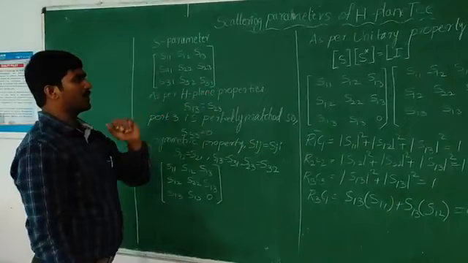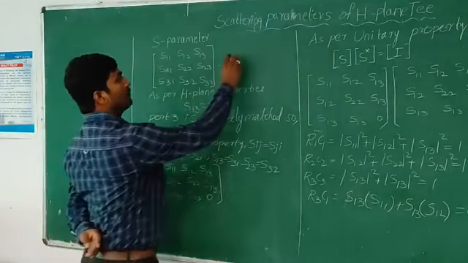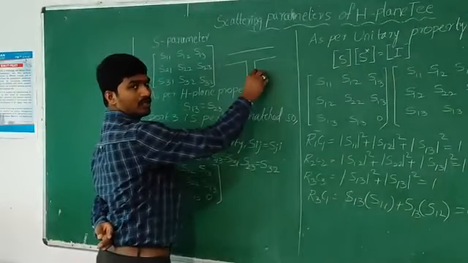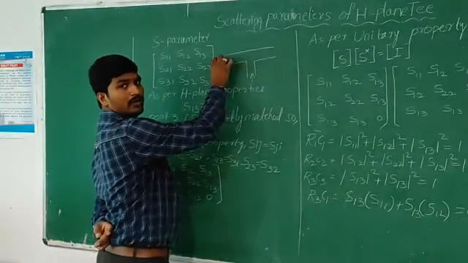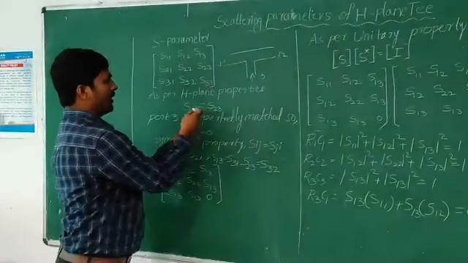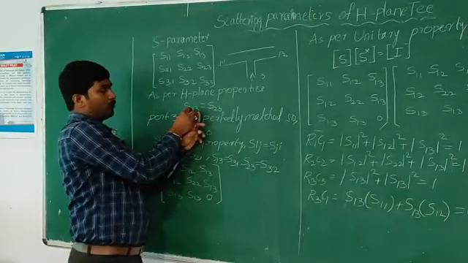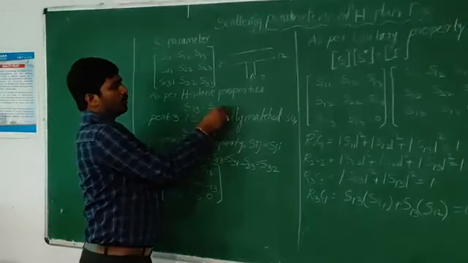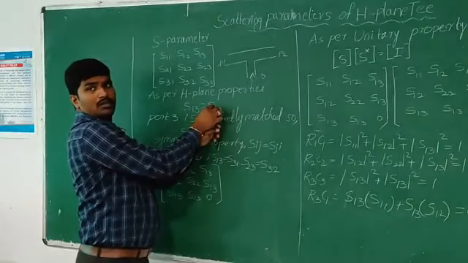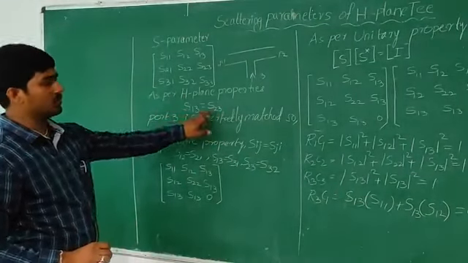As per the H plane T properties, we can write S13 equals S23. How? We apply the microwave supply to port 3. The power will be equally divided between port 1 and port 2. So with input at port 3, the output at port 1 equals the output at port 2. So we can write S13 equals S23.